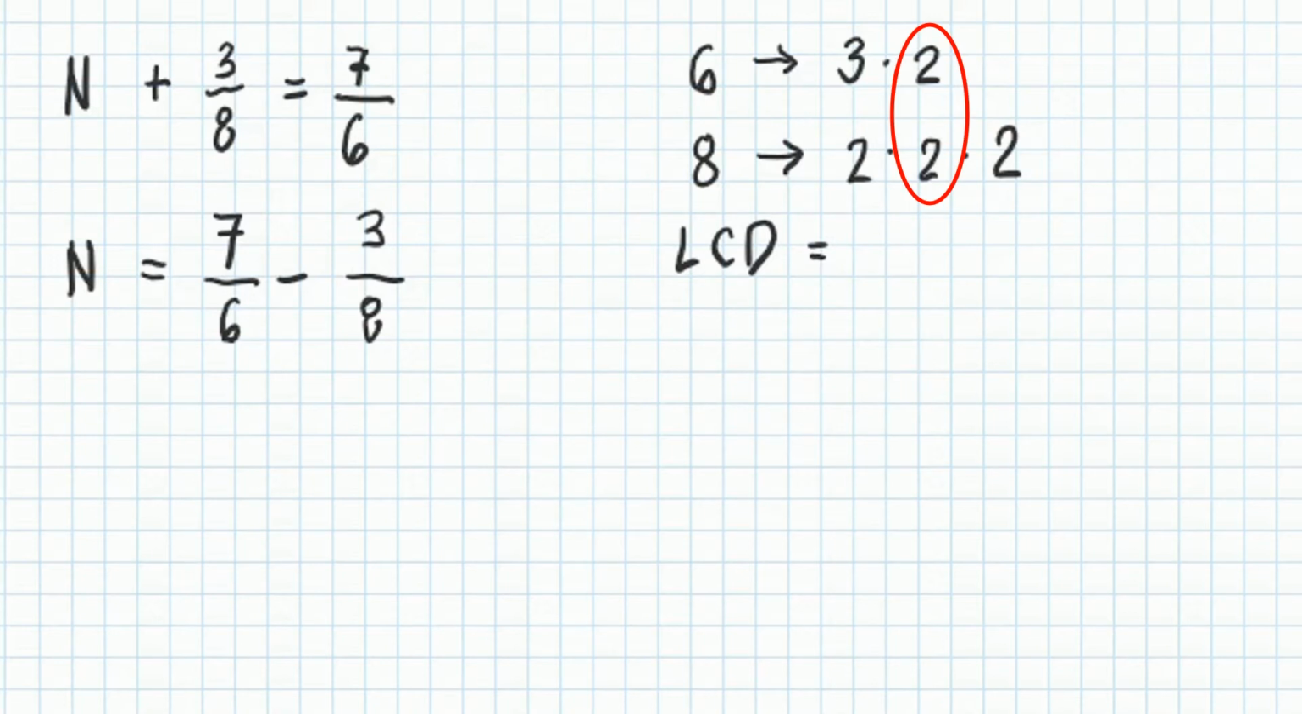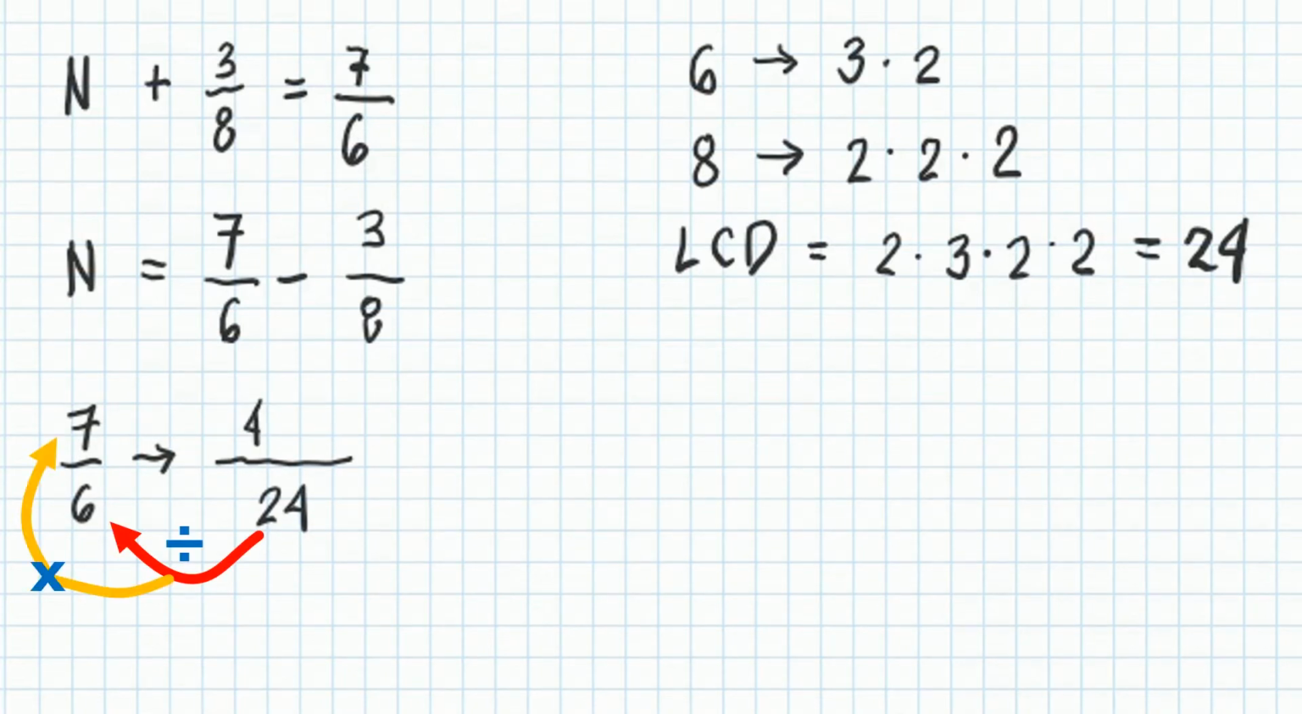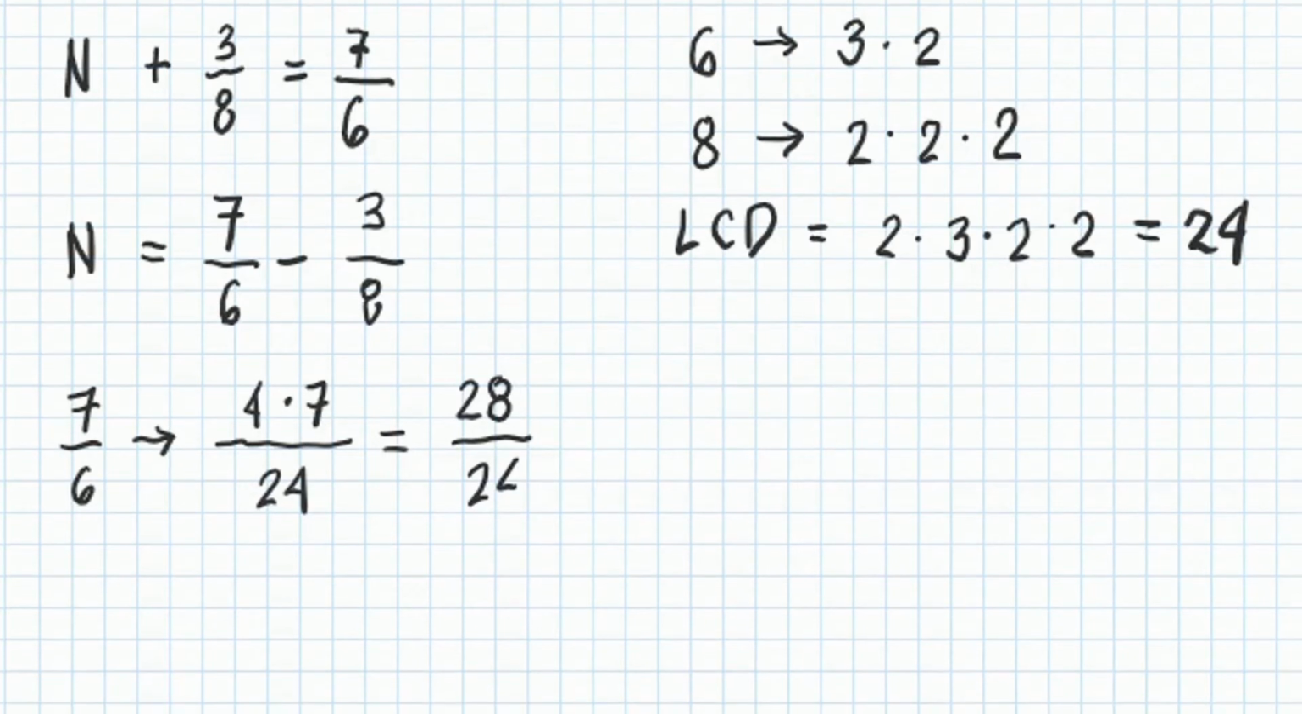2 is the only common prime factor to both numbers, then the LCD is 2 times 3 times 2 times 2, and is equal to 24. Now, we convert the original fractions using the LCD. For the first fraction, we divide the LCD by the original denominator and multiply the quotient to the original numerator. So, 24 divided by 6 is equal to 4. And 4 times 7 is equal to 28. So the new fraction is equal to 28 over 24.